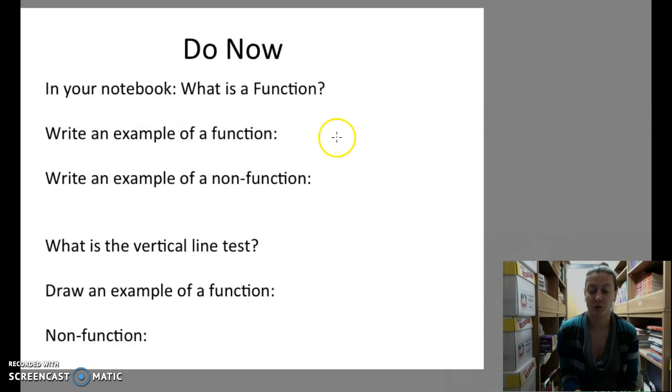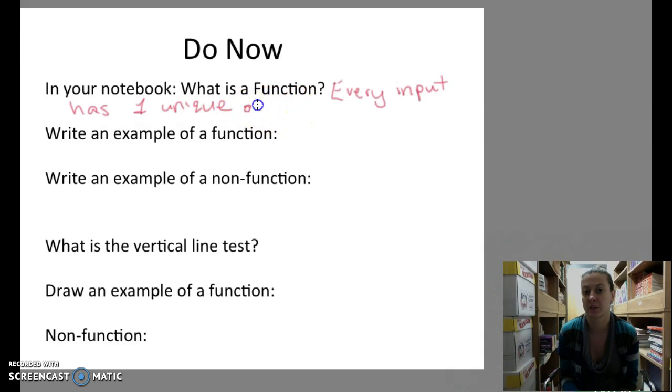Okay, so in your notebook, what is a function? A function has every input has one unique output. That's the most important piece that we will cover. Every input has one unique output, so there's no repeat x's. We don't care about the y's, but no repeat x's.